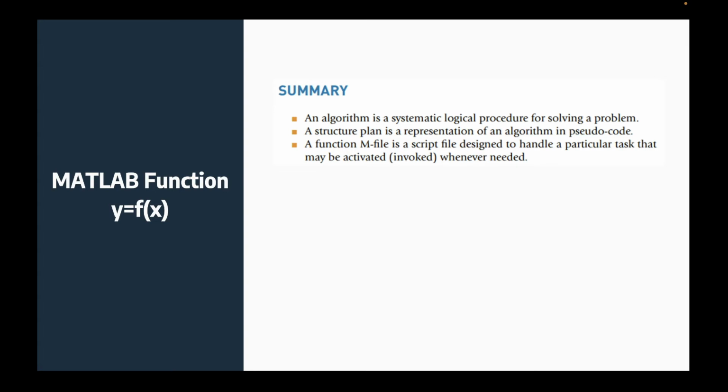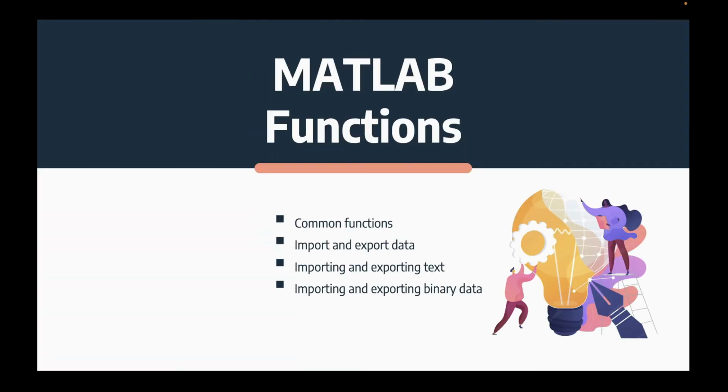Now, as a summary, an algorithm is a systematic logical procedure that you use to solve a problem. Structure plan, we said, is the coding plan, a representation of your algorithm or pseudocode. And a function file is a script file designed to handle tasks that may be activated whenever needed. Assuming you have quadratic a, b, c, you can call it back whenever possible as long as you mention it somewhere in your code, and you will be able to solve the equation in that case.